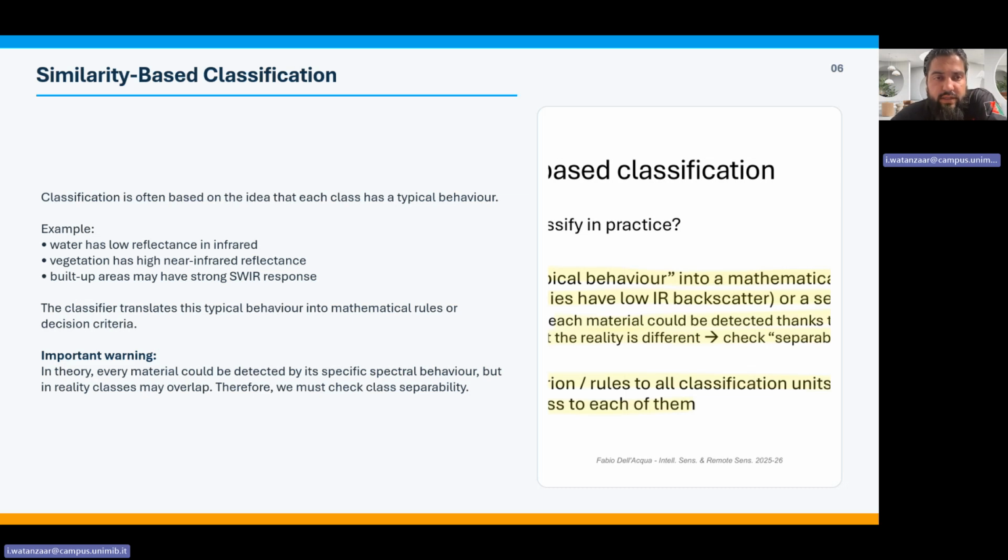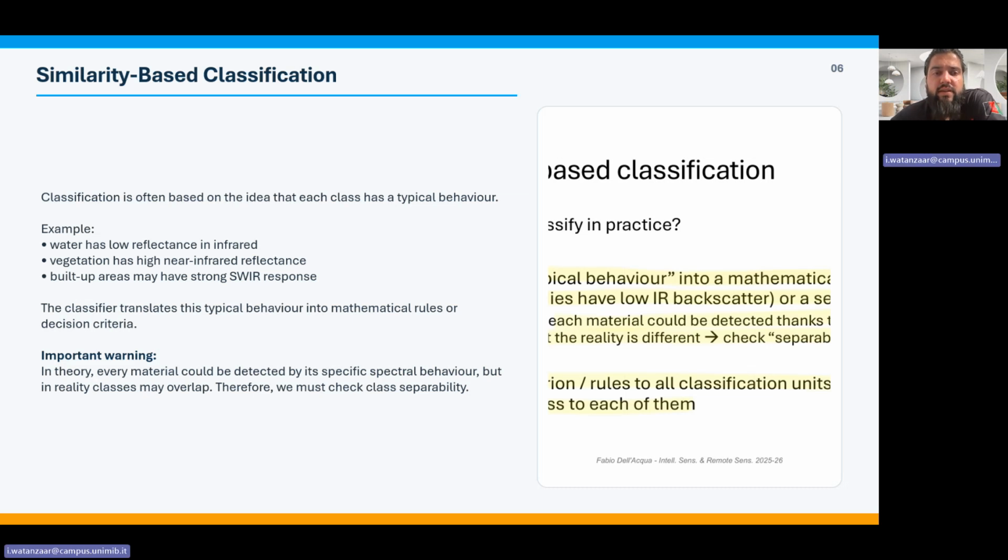If we look into the second example, vegetation has a high near infrared reflectance due to the leaf structure. We already discussed this many times. Built-up areas may have a strong short-wave infrared response. This is how we are differentiating, or the built-up area class has a typical behavior. And if you look into the vegetation, it has a high reflectance in the near infrared. So the vegetation class is based on this typical behavior, and the same goes for water, which has a low reflectance in near infrared, because that is absorbed.